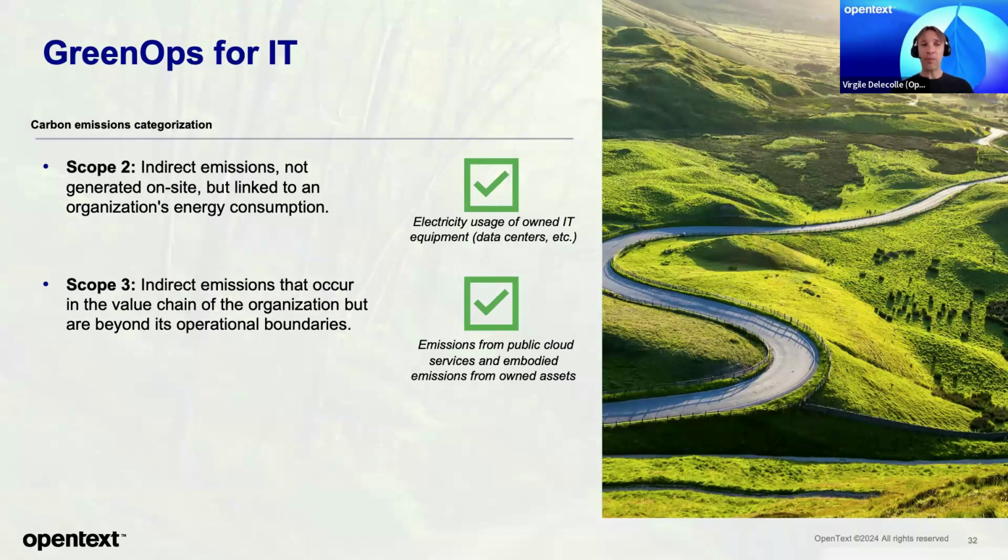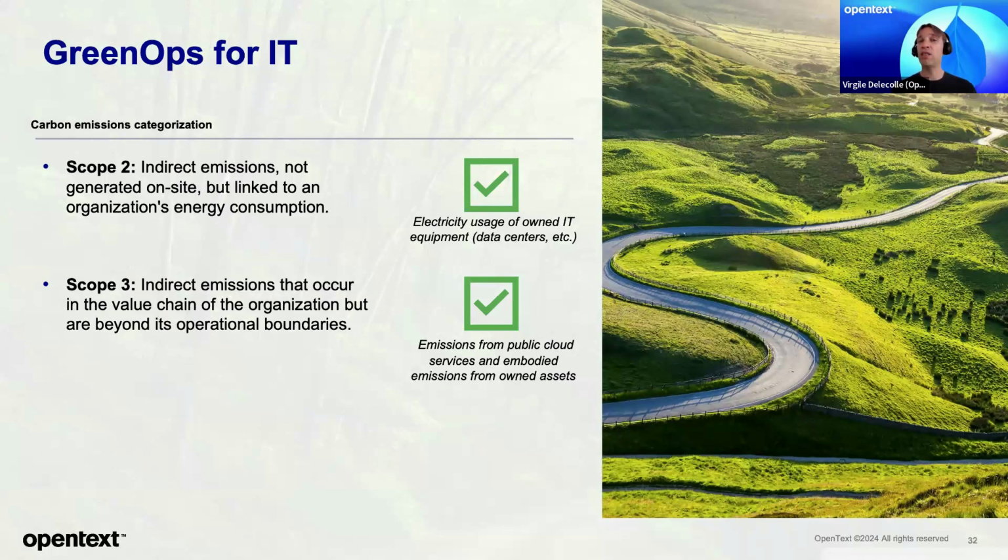Scope 2 is all about the usage. So the power you will consume for the IT to make it run. Most of the time, it's electricity. And Scope 3 is the indirect emission. It will be the manufacturing, the transport, and the recycling of your equipment. And this applies for what you're consuming in the cloud and on-premise.